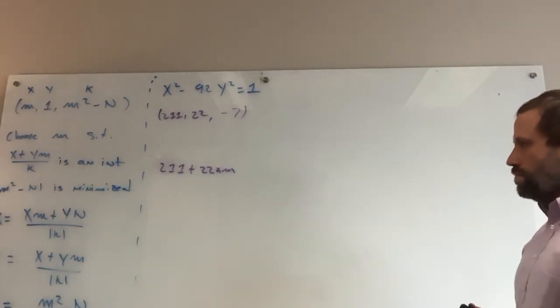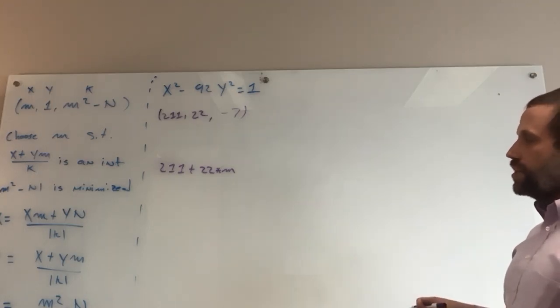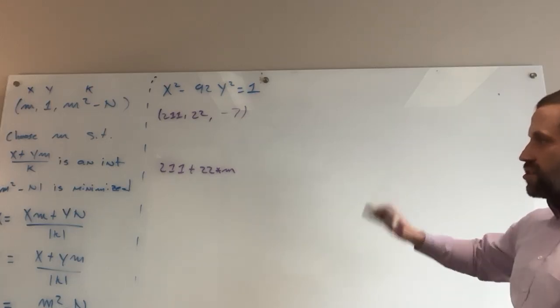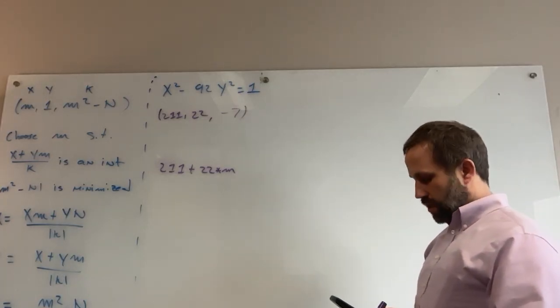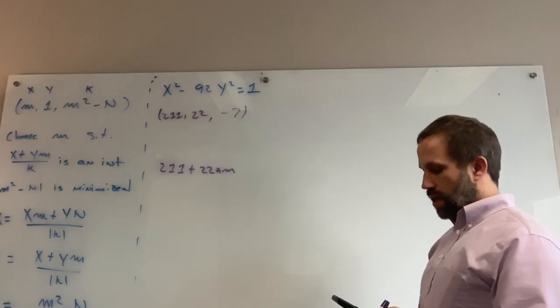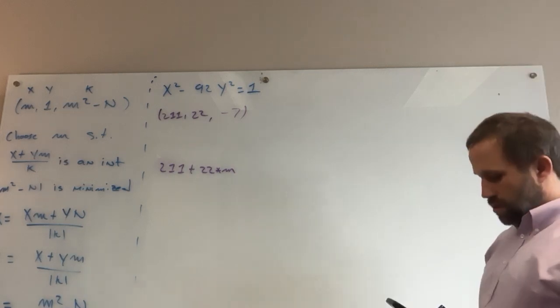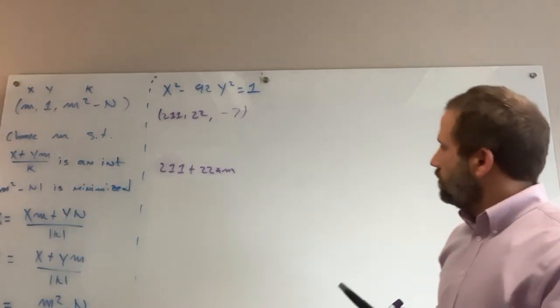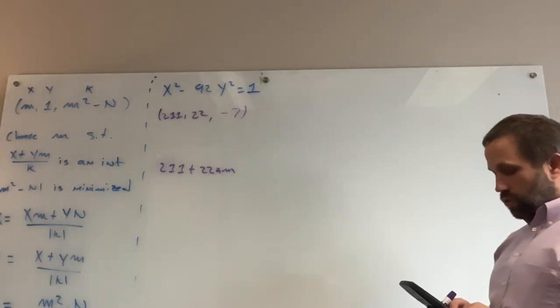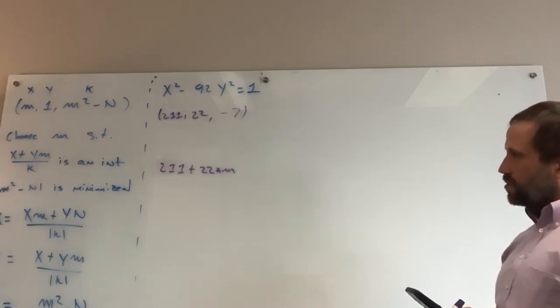Okay, so I'm going to look for numbers such that m squared is close to 92, and then see if those are going to work. Again, I could start from m equals 1 and work my way up. If I do 211 plus 22 times 10, I get 431. That's not divisible by 7.